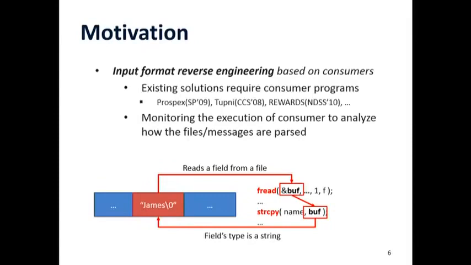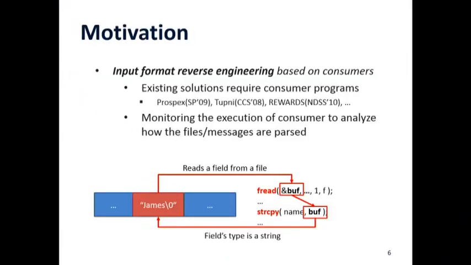Here, I want to first define consumer programs and producer programs. Consumer programs are the programs that read and understand the input files. Producer programs are the programs that generate such input files. The key idea behind the input format reverse engineering techniques is that they monitor the execution of consumer programs and analyze the execution to understand how the files or messages are parsed in the consumer program.